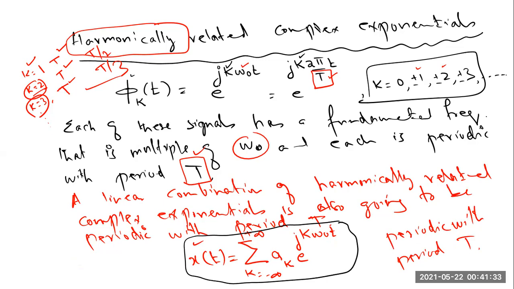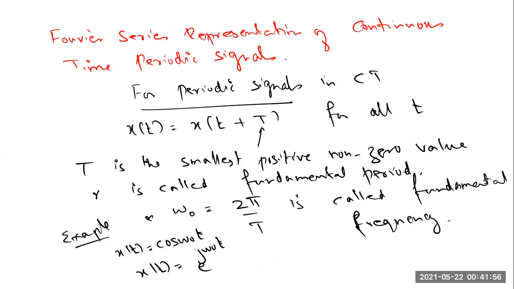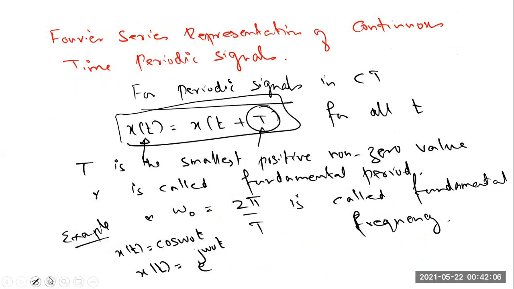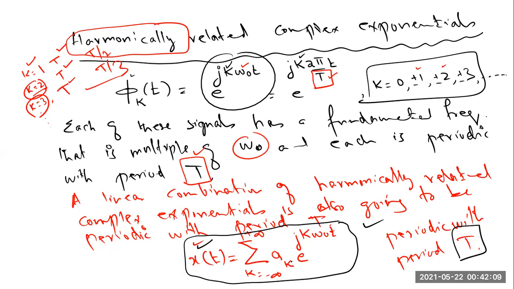So if we take a linear combination of this set of signals, the linear combination of all of these signals will generate a signal that I'm calling s of t, and this is going to be periodic with period T. Or in other words, you can interpret this equation in this manner: if we have any periodic signal, which I'm calling x of t, which is periodic with capital T, and I want to represent this signal in terms of complex exponential signals, I can use this equation.